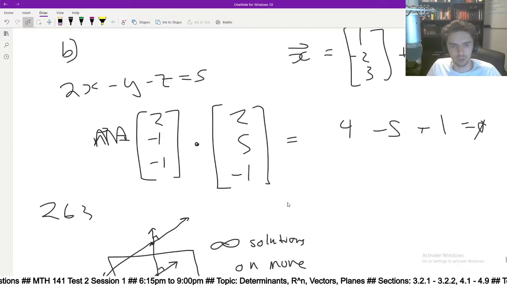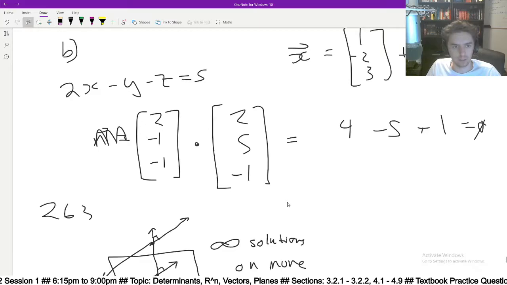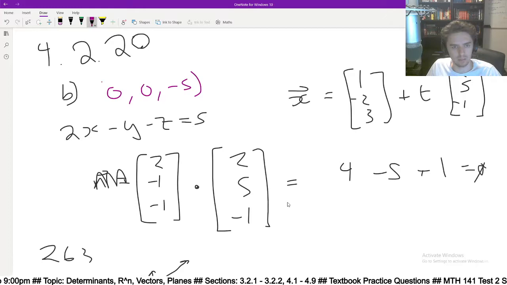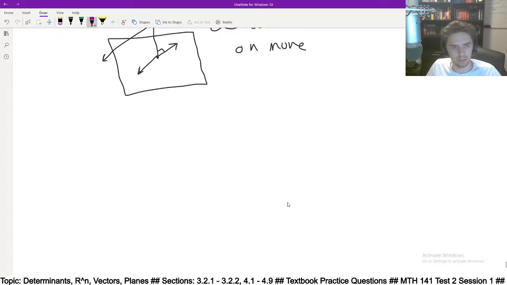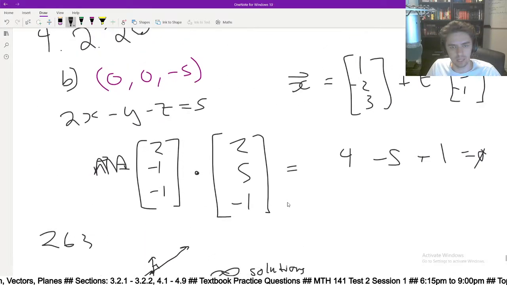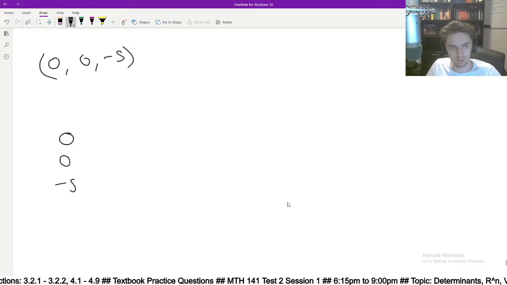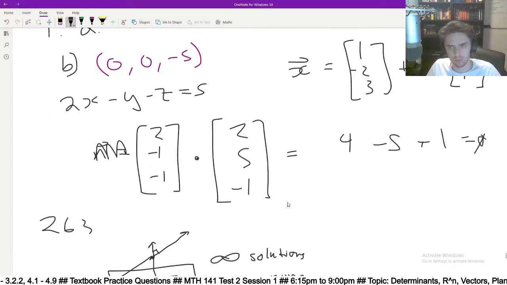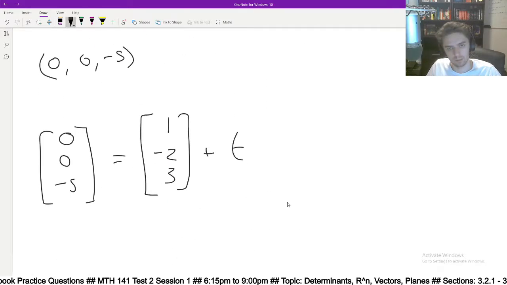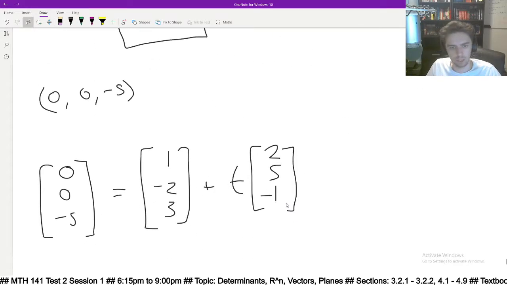Well, let's choose any point on the plane and see if that's a point on this line. So, for example, I could choose (0, 0, -5). That's a point on this plane. And I'm going to check if that's on the line. So the line was this, right? I'm going to check if (0, 0, -5) equals (1, -2, 3) plus t times the direction vector (2, 5, -1). I'm going to check if there are any solutions for t.